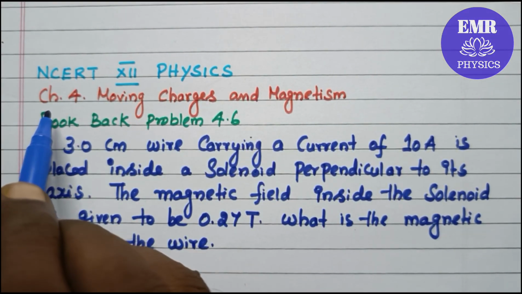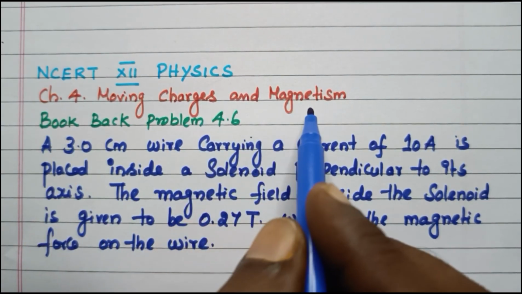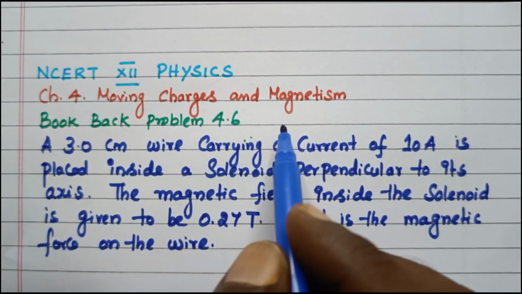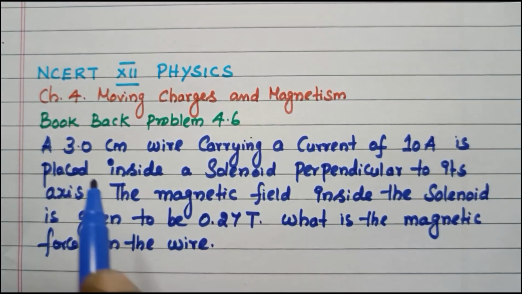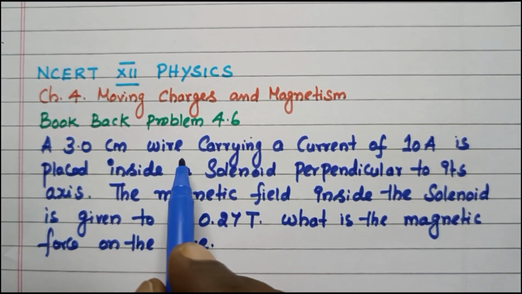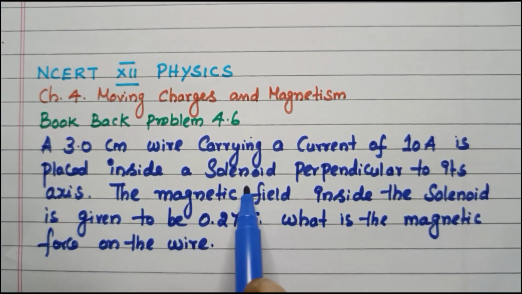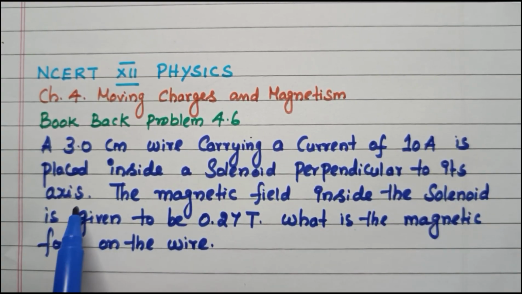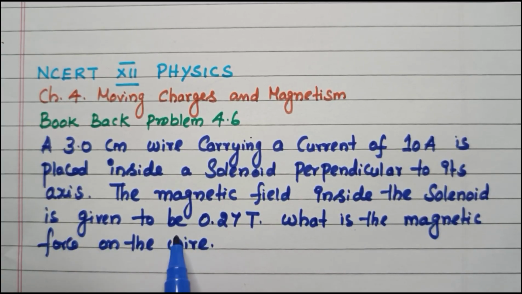We are solving the numerical problems one by one given in Chapter 4 Moving Charges and Magnetism. In this video, we are going to see how to solve the problem 4.6. The problem is a 3.0 cm wire carrying a current of 10 ampere is placed inside a solenoid perpendicular to its axis. The magnetic field inside the solenoid is given to be 0.27 Tesla. What is the magnetic force on the wire?